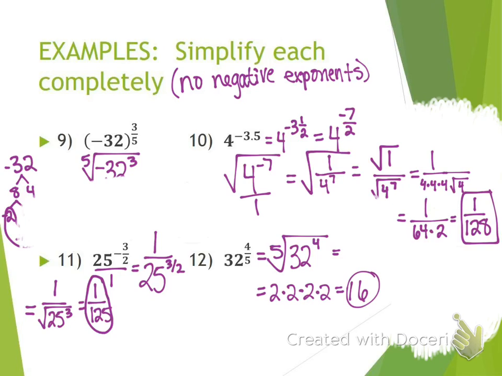Again, if you're not sure about that one, just start rewriting these. This would be 2 to the 5th to the 4th power. It's another way of writing it. So we would end up having 4 different 2's that could come out.